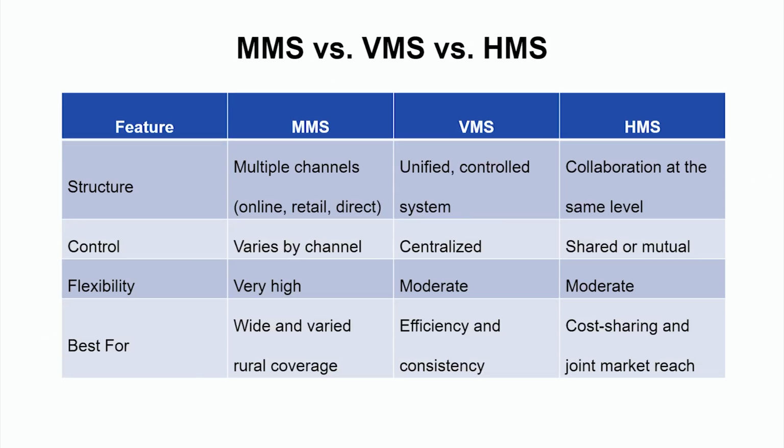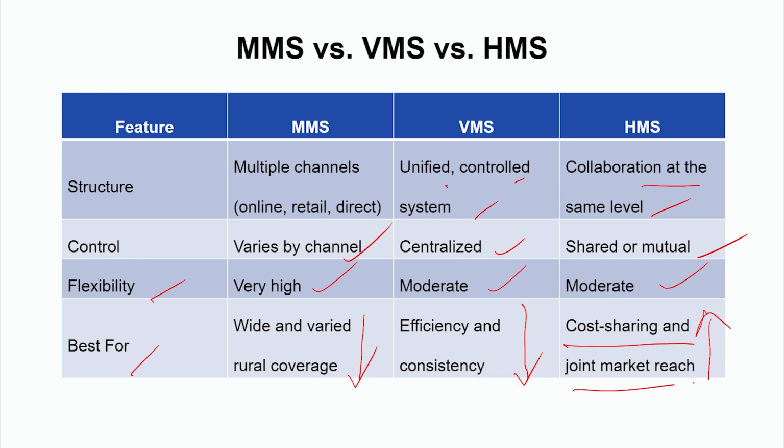The comparison between these three: if you talk about structure, MMS is multi-channel: online, retail, direct. VMS is a unified control system. HMS is collaboration at the same level. Second, control: in MMS it varies by channel, every channel is different. VMS is centralized. HMS is shared or mutual. Flexibility is very high in MMS, moderate in VMS, moderate in HMS. Best for wide and varied rural coverage: very, very important, MMS is very important here. Efficiency and consistency are very important in the vertical marketing system. And when you go to the horizontal marketing system, we see cost sharing and joint market reach taken into consideration.